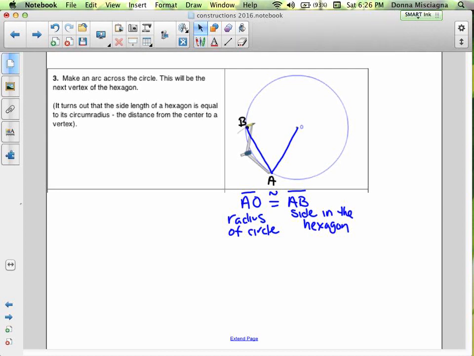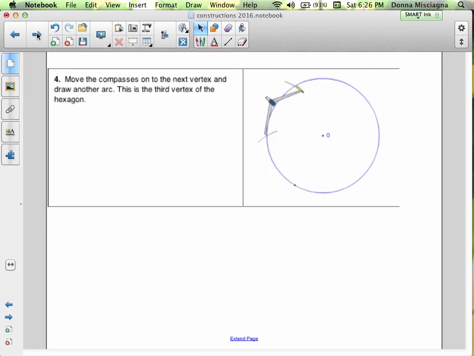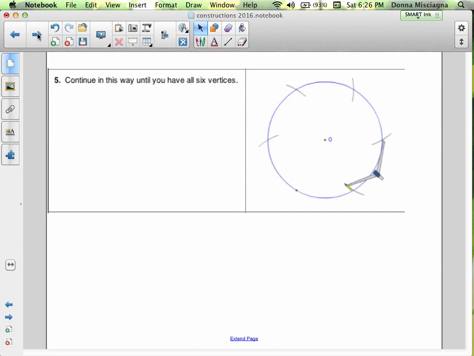All right, so now you're going to move your compass and draw another arc. Here was A, where we started. Here's where we made B. We don't change the spread of the compass at all. We put it on B and we draw another arc. Where the arc intersects the circle, that's point C. It's the third vertex on the hexagon. And you're just going to continue this way until you have all 6 vertices.